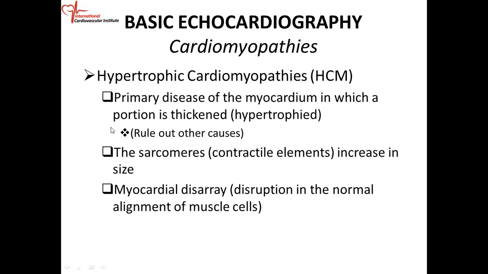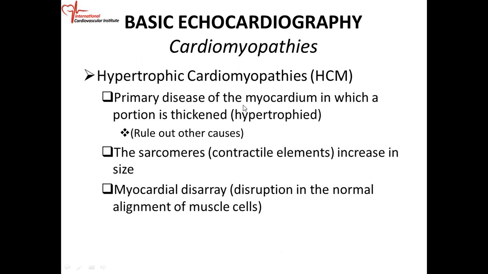All right, so we're going to move on now to hypertrophic cardiomyopathy. And when we talk about hypertrophic cardiomyopathy, you have to rule out other causes for the hypertrophy. If the patient does not have hypertension, if the patient does not have aortic stenosis, and they come to you in the echo lab and you find the heart muscle is very thickened, then that's what we call a hypertrophic cardiomyopathy, or HCM.